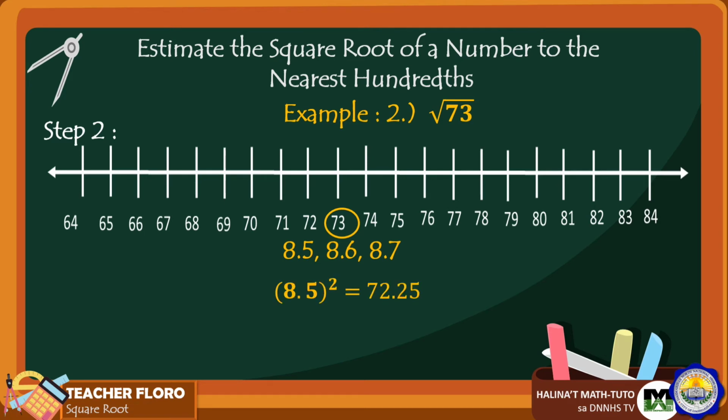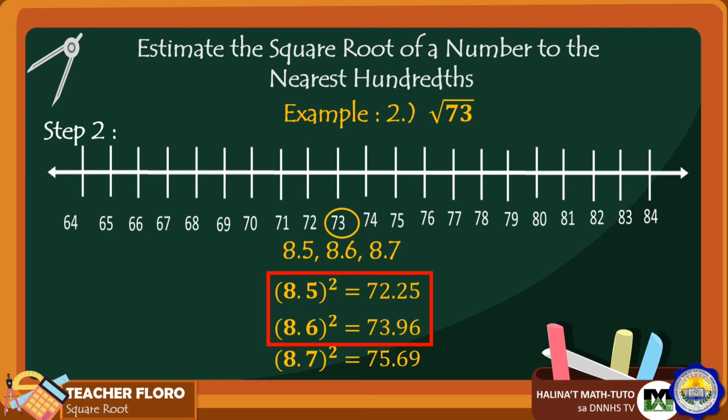8.5 squared is 72.25. 8.6 squared is 73.96. And 8.7 squared is 75.69. Now, the value of 73 is between 72.25 and 73.96. So, the square root of 73 must be between 8.5 and 8.6.